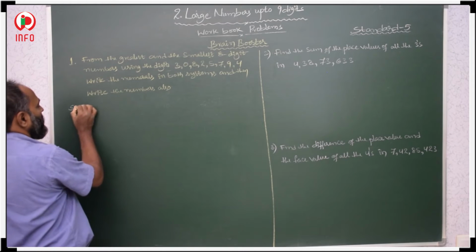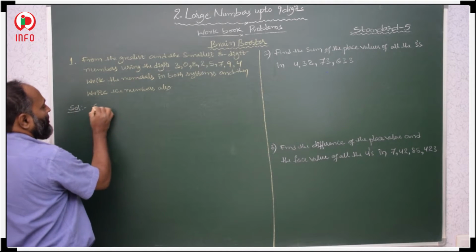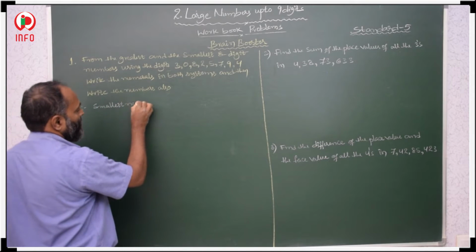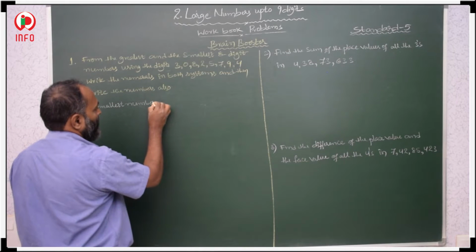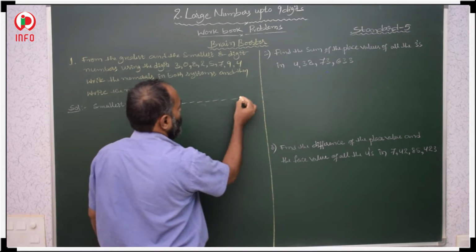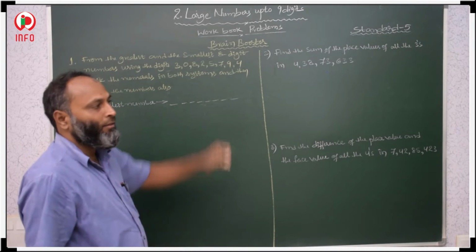First, we have to write the smallest number, an 8-digit number, using the digits 1, 2, 3, 4, 5, 6, 7, 8. How to write the smallest number?